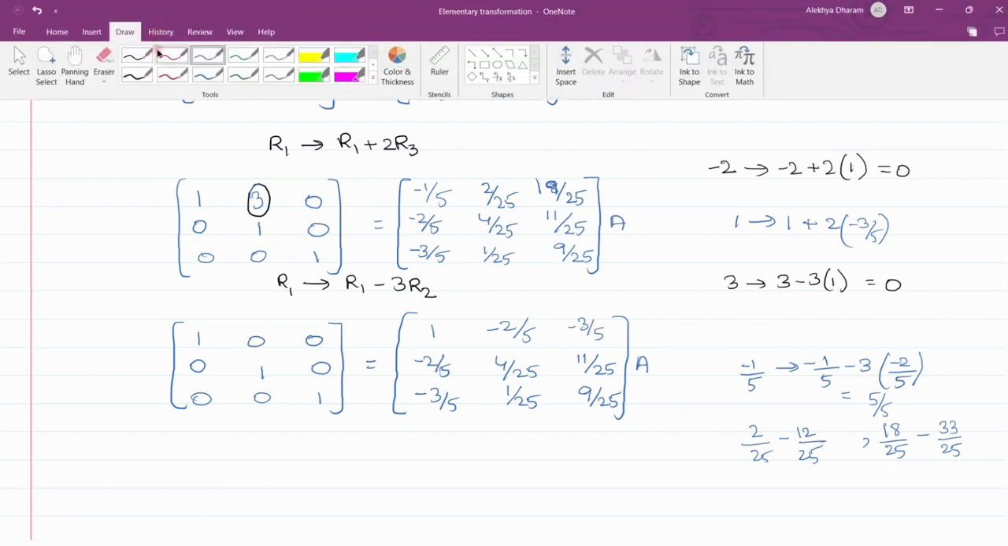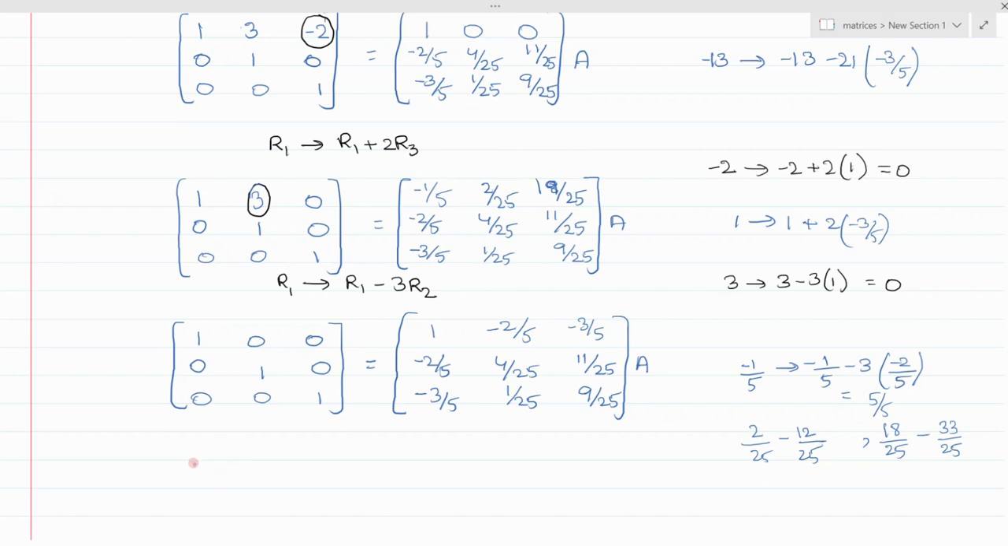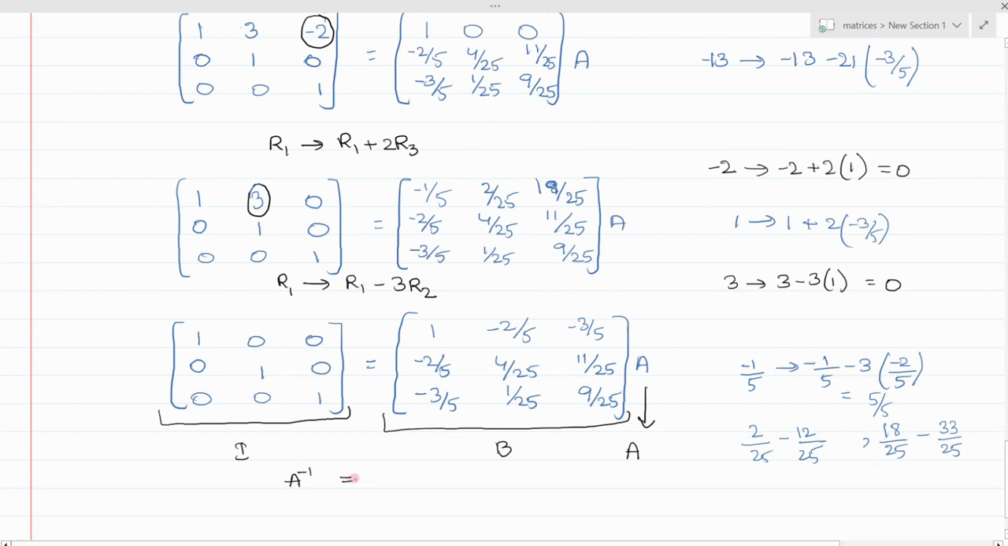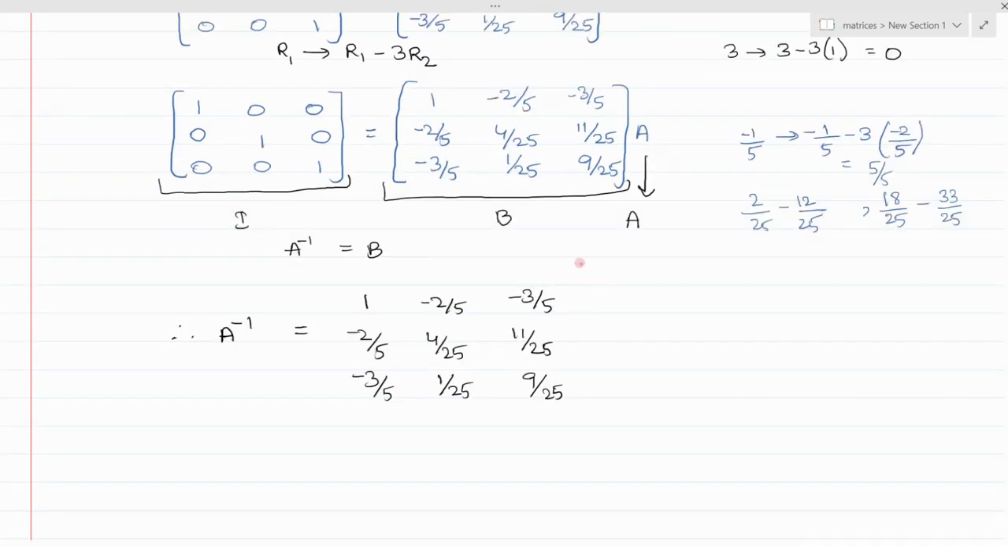So now it is in the form of an identity matrix, and this is some matrix B into A. Now we can write A inverse is equal to B. This is the required A inverse for this question.